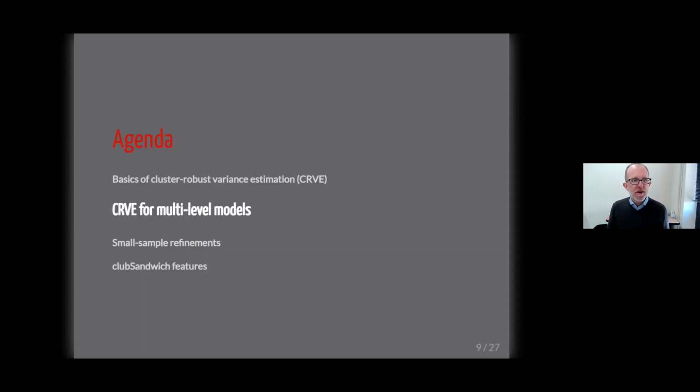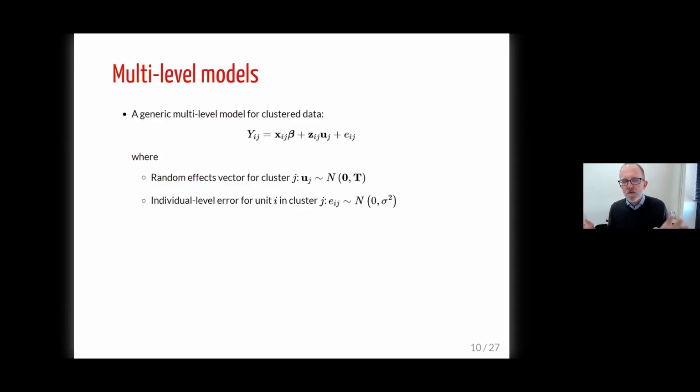Okay, let me talk a little bit about using CRV for multi-level models. In this section, I'm going to assume that you have a little bit of familiarity with multi-level modeling. So let's think now about a generic multi-level model for hierarchically clustered data. Now we have an outcome y for observation i in cluster j. So this might be student i in school j.